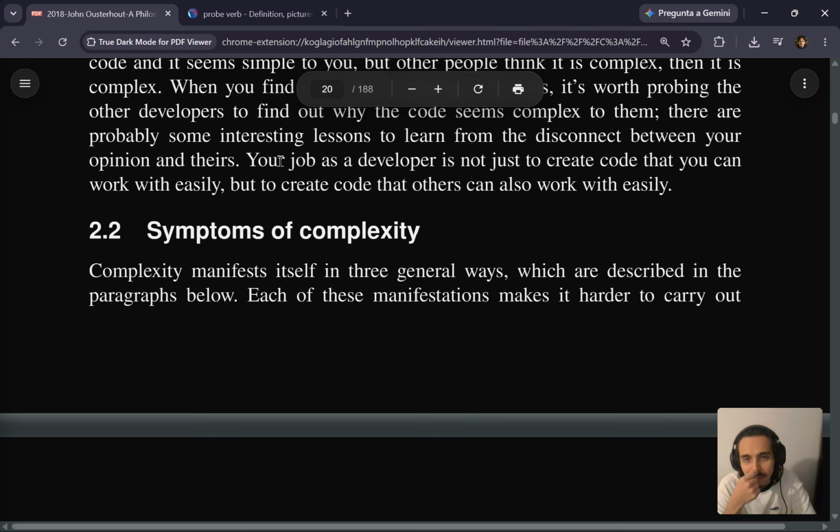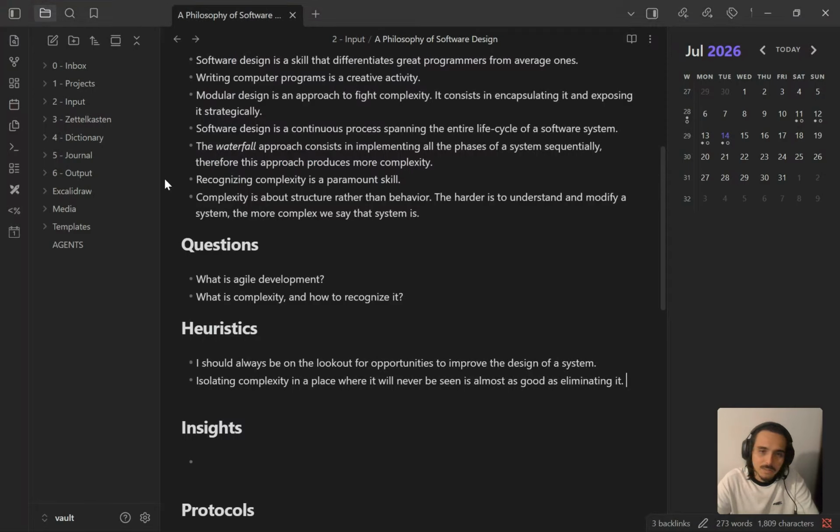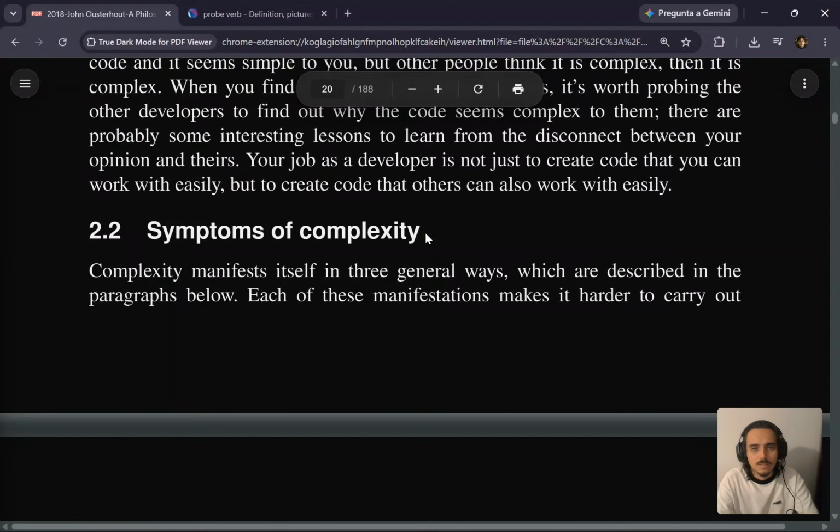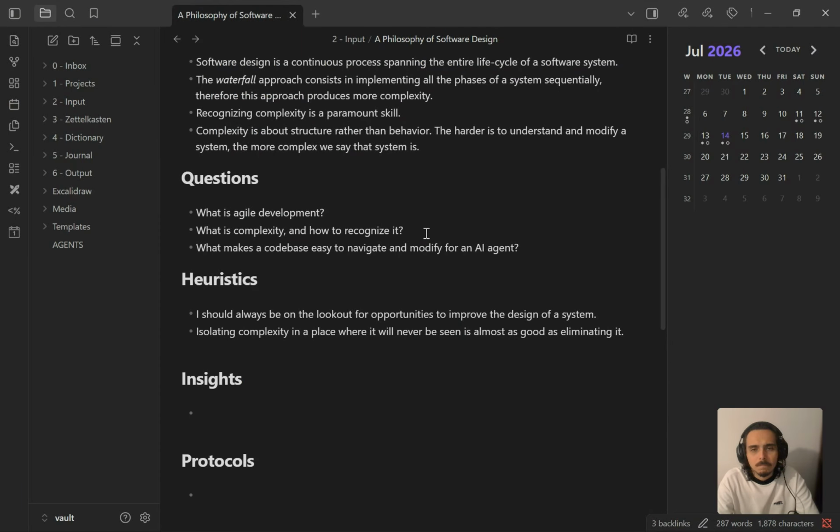So that's the question. What makes a code base easy to navigate and modify for an AI agent? That's a good question. Probably we will answer it during the reading of this book. Let's simplify this. What makes a code base easy to work with?